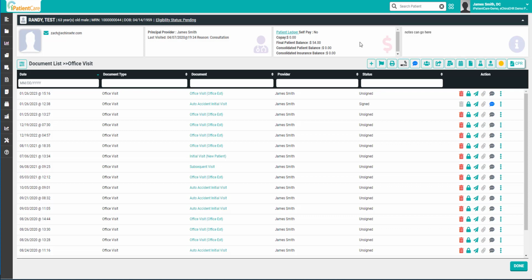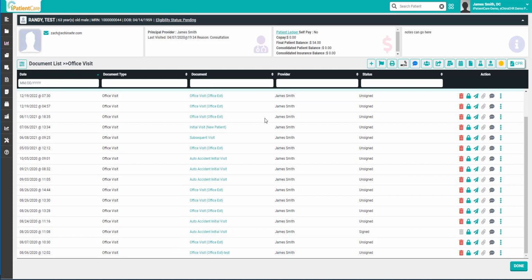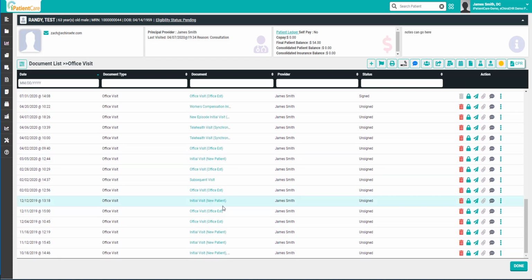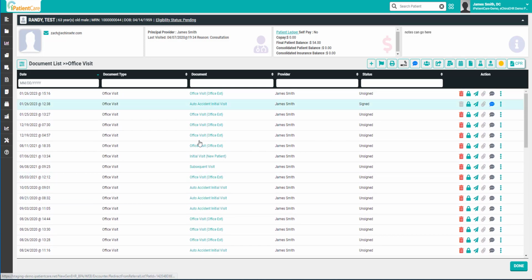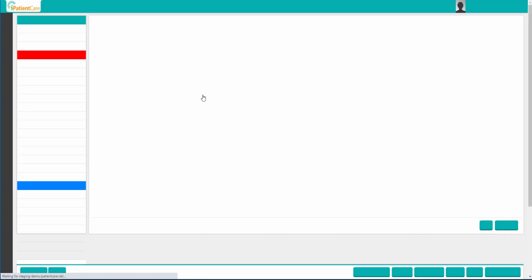Well, we want to go ahead and open up a new note for this particular test patient, Randy test. We've gotten into his file, and you'll see here all of the different dates of service for which there are records for this particular test patient. We could open up a record, and you'll see there's an active link. We can just double click on that particular visit, and that will open up that record.